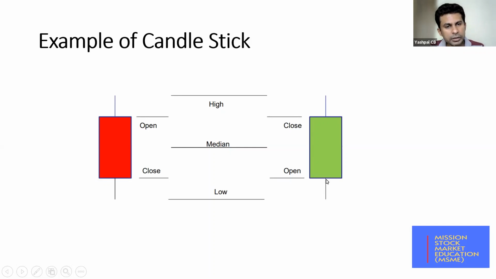Once it opens, then bears came into the picture and they took the prices down here, but after some time bulls came back very strongly and took prices all the way up here. At the end of the day, again bears came to give some competition, but they were not very successful and prices close here above. So prices opened below and closed above in a bullish candle, right? And the center of the body of the candle is called the median.